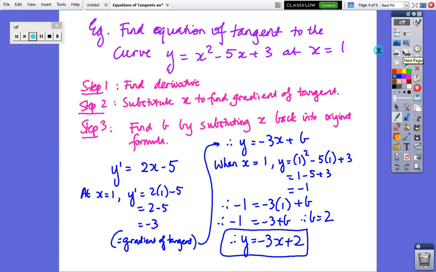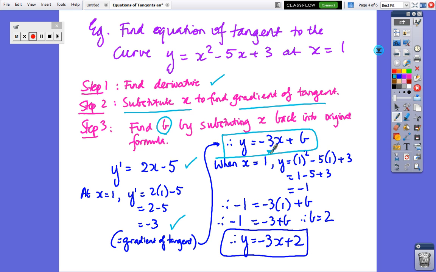Okay, we're just going to do two examples, an example for a tangent and an example for a normal. You can see the question, so the steps are: find the derivative, substitute x to find the gradient of the tangent, and then the last part is just find the value of b by substituting x back into the original formula to find y, and then just do a really simple equation. So the derivative is straightforward, the gradient of the tangent is straightforward, and this is the general form, y equals mx plus b, so we've found m by derivative.